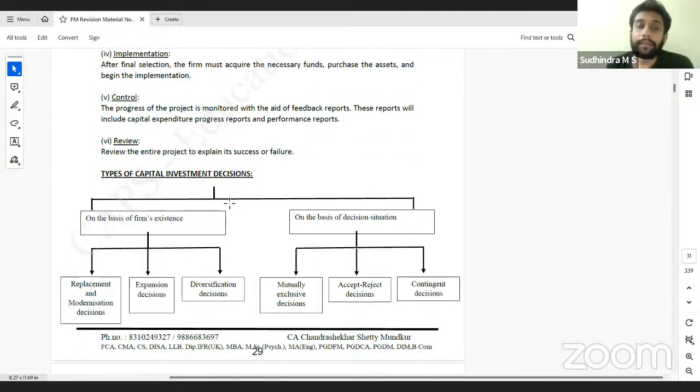Right? So when we look at capital investment, there are various types of capital investment decisions that we can make.